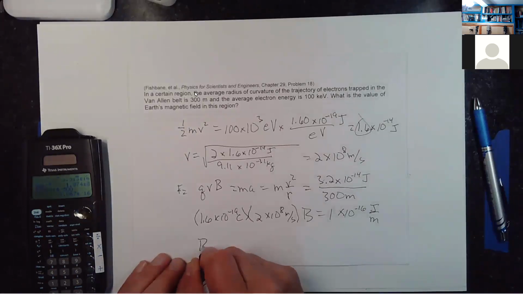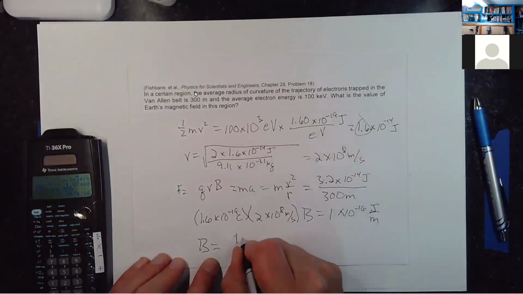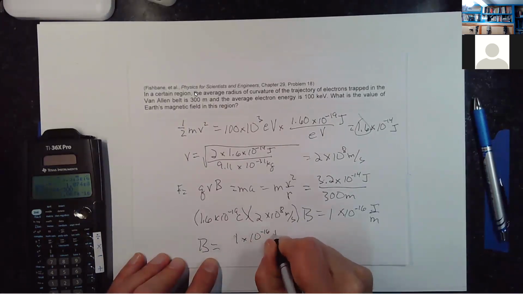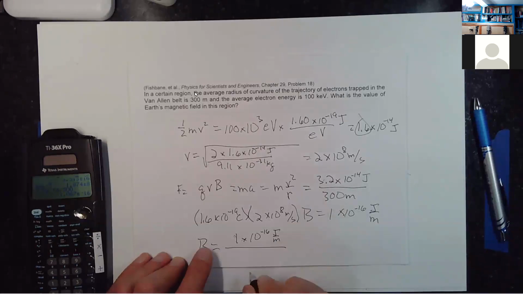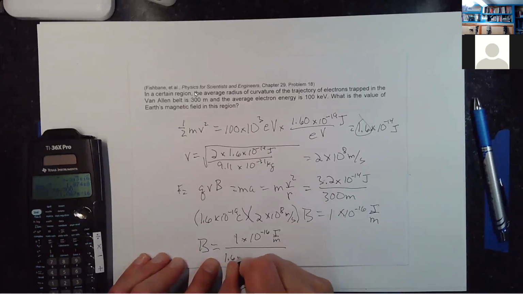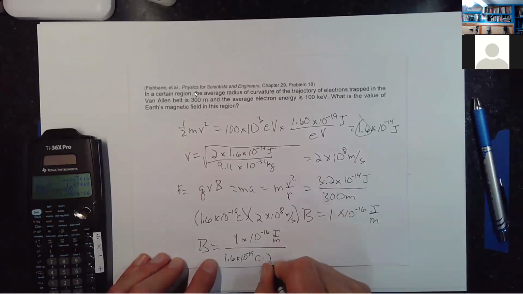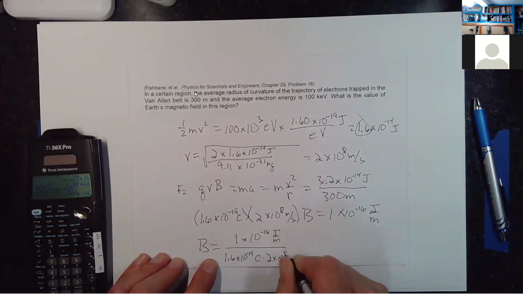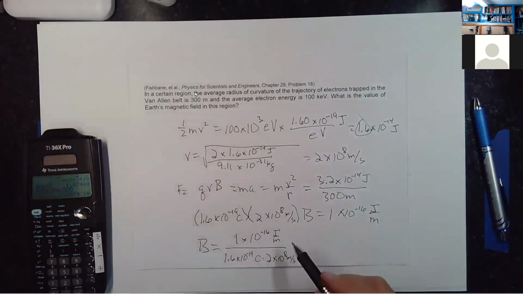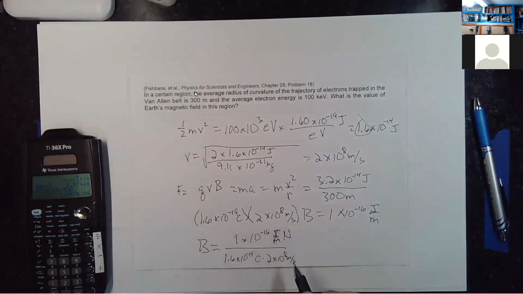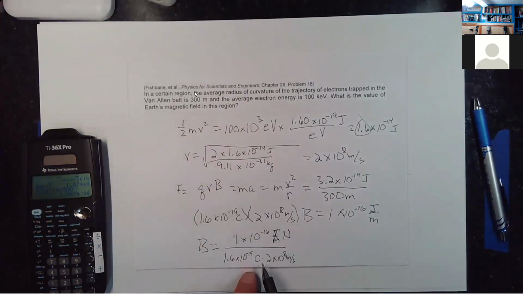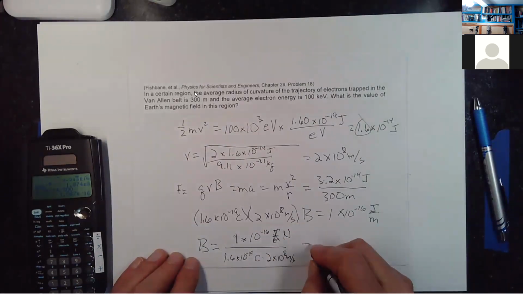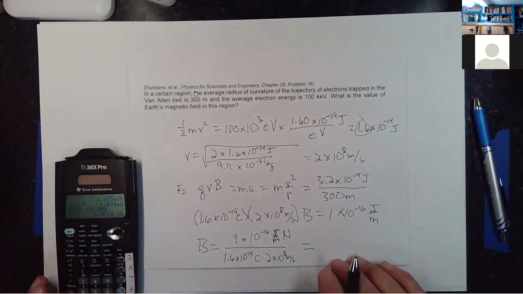So B will equal 1 times 10 to the minus 16th joules per meter divided by 1.6 times 10 to the minus 19th coulombs times 2 times 10 to the 8th meters per second. Oh, a joule per meter. A joule is a Newton meter. This is just a Newton on top. On the bottom, we have coulomb meters per second, or coulombs per second times meters, or amp meters. This is a Newton per amp meter. That's good. That's a Tesla. So that's what we'll end up with.